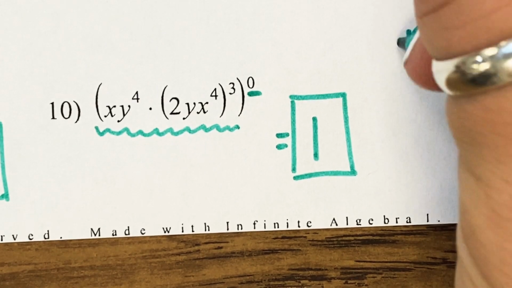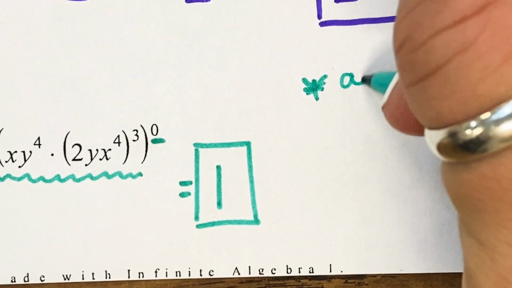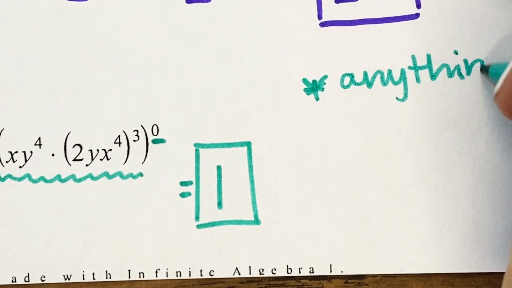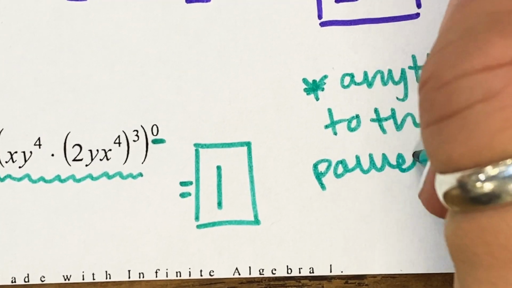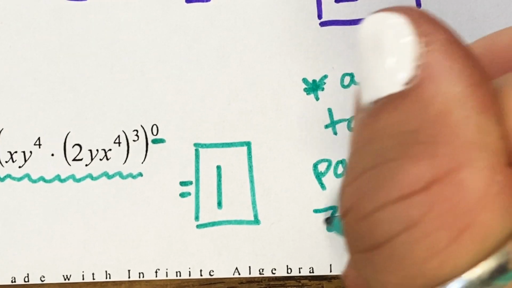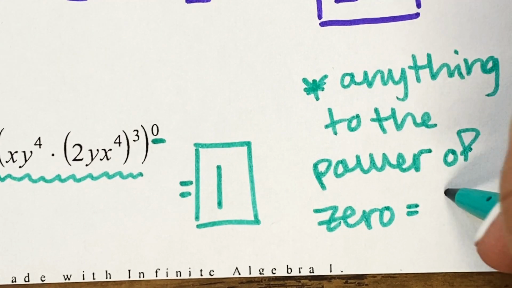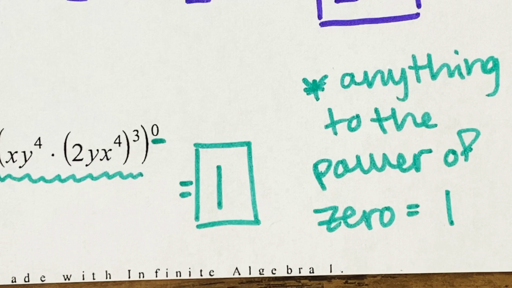Okay, and let's just make a reminder on our paper. Anything to the power of 0 equals 1. Always.